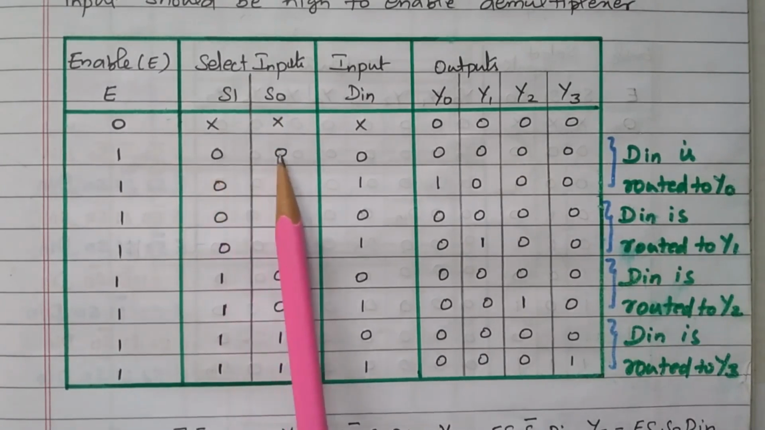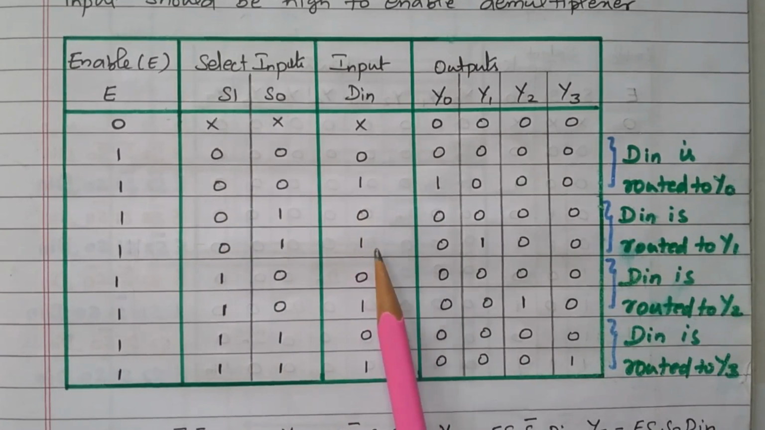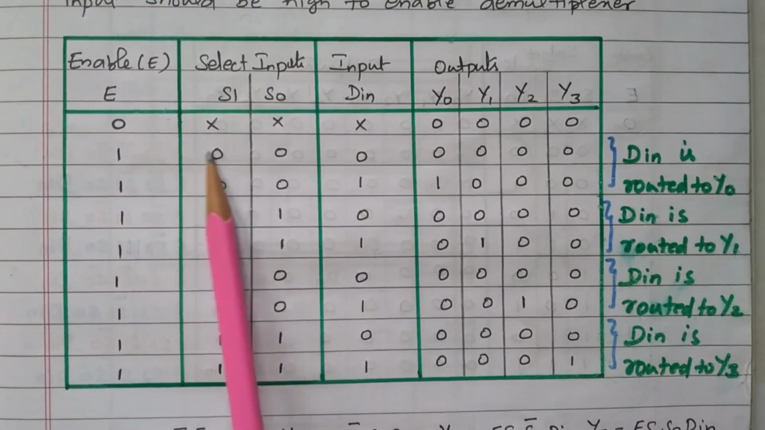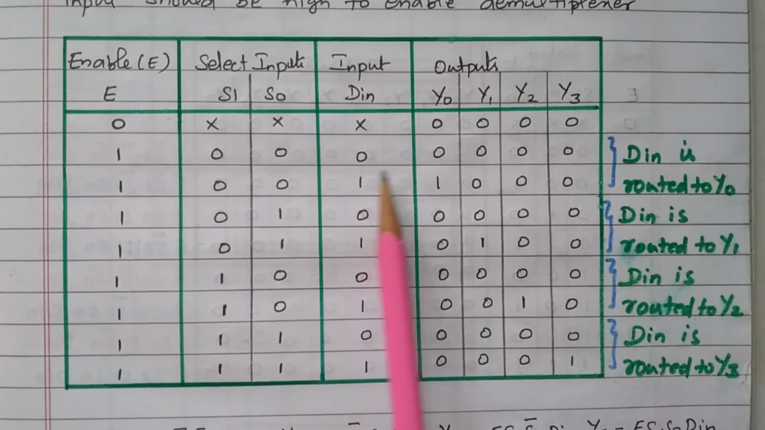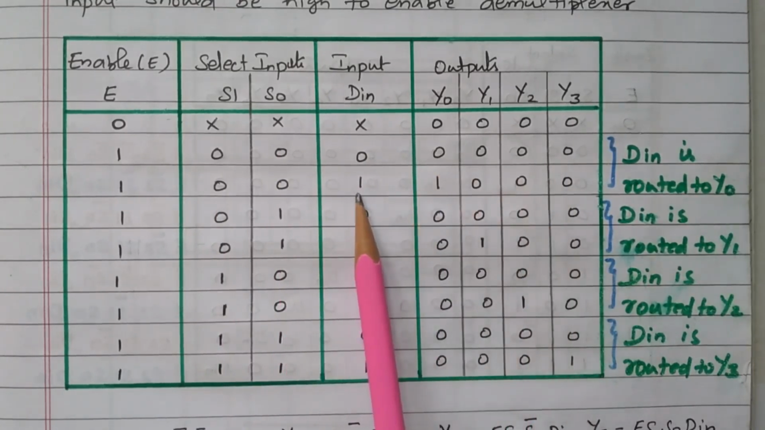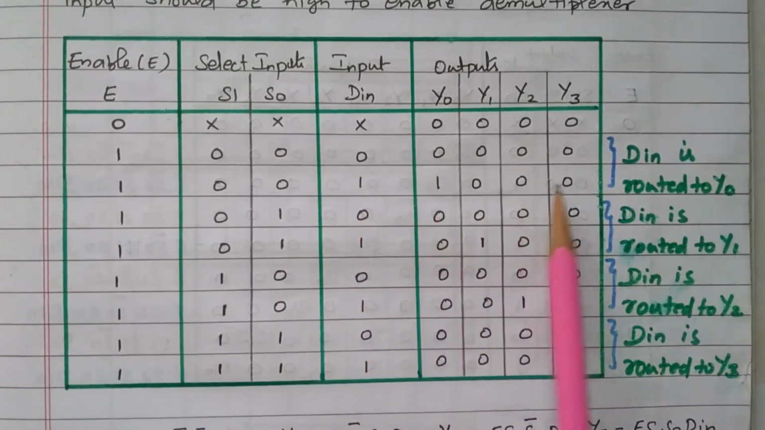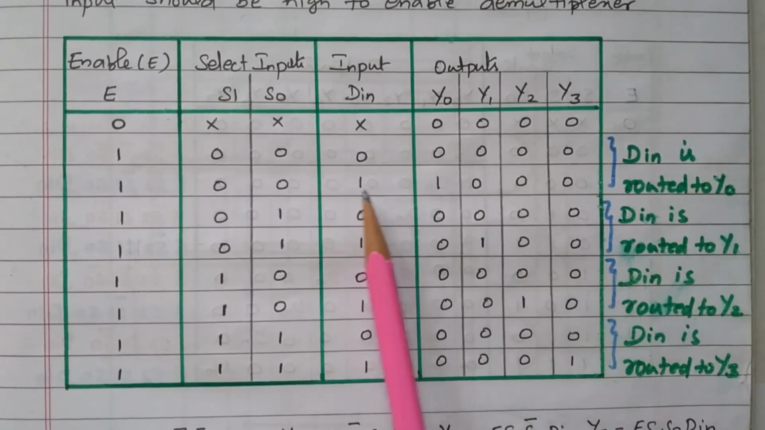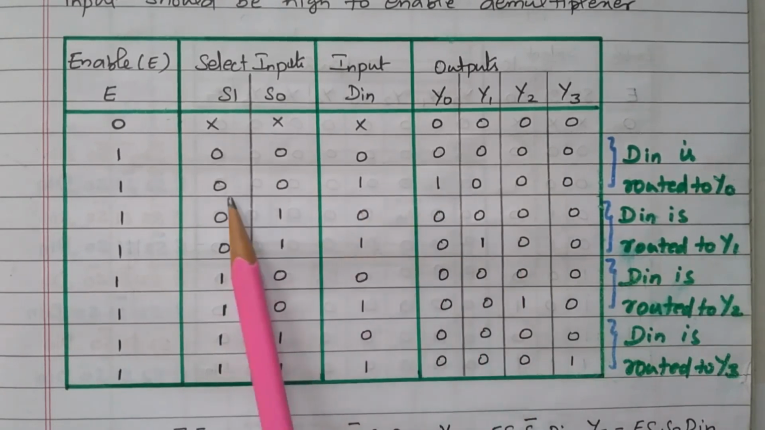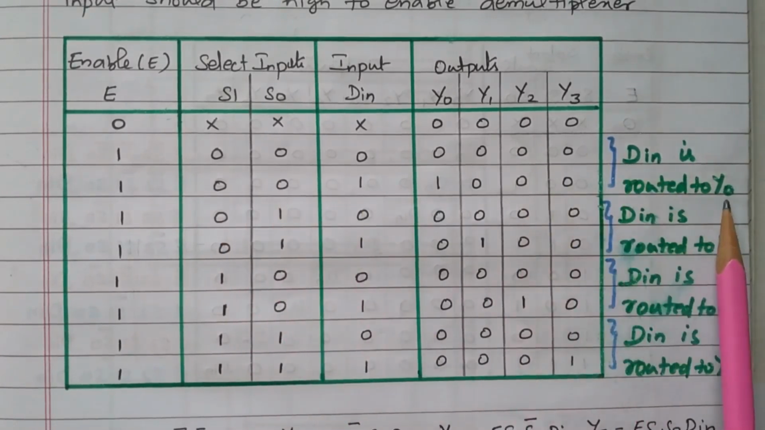In each combination, again there are 2 possibilities. The data may be 0 or 1. So we have 8 possibilities available. First we will see the first combination, 00. If the data input is also 0, all outputs will be 0 only. Suppose the data input is 1, then the first position will be 1, the remaining are 0. The input data 1 is routed to the first position if the selection line is 00, right? Din is routed to Y0, right?